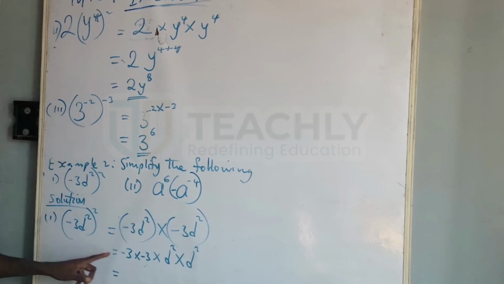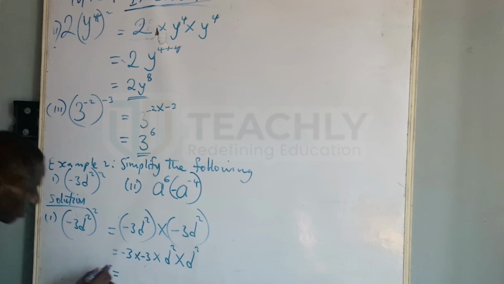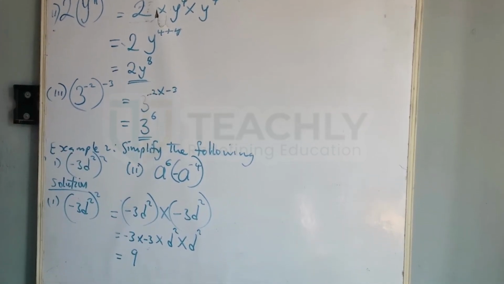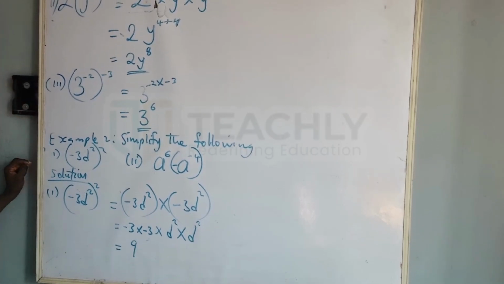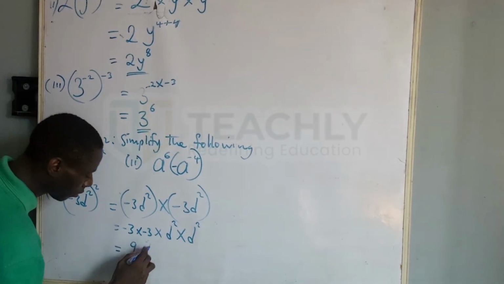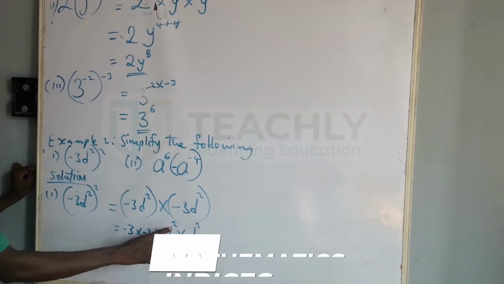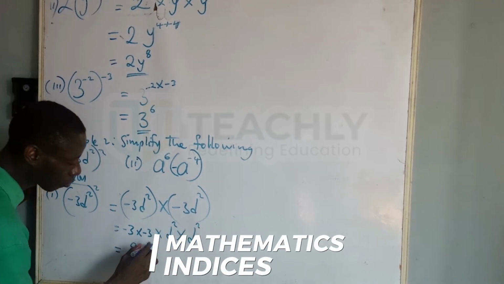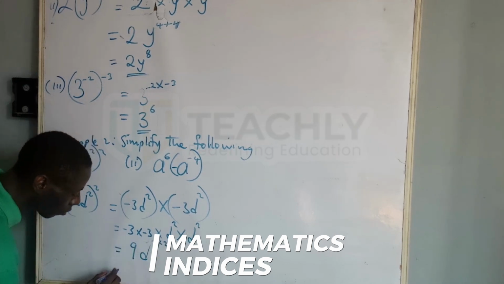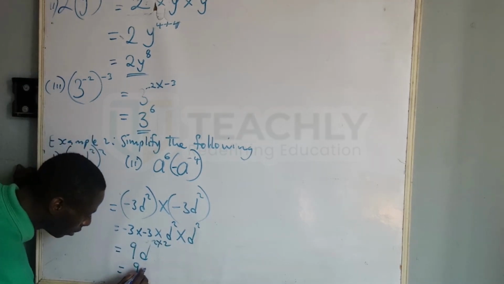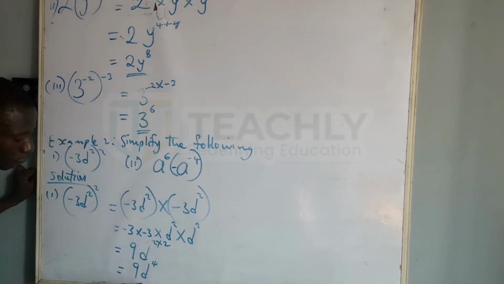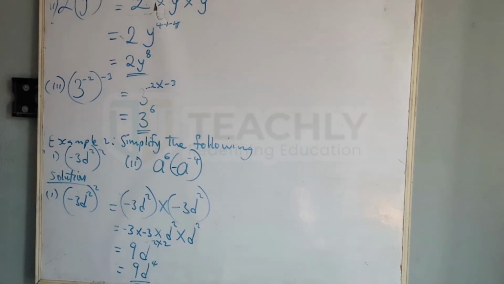Then minus 3 and minus 3 will give us 9. This square and this square, from the rule, you pick one base, that's d. Then according to the rule, since you have a multiplication between them, you are going to add their power, that is 2 plus 2. So the final answer will now be 9 d raised to power 4. If you add 2 plus 2, you are going to have 4. So our final answer is 9 d raised to power 4.